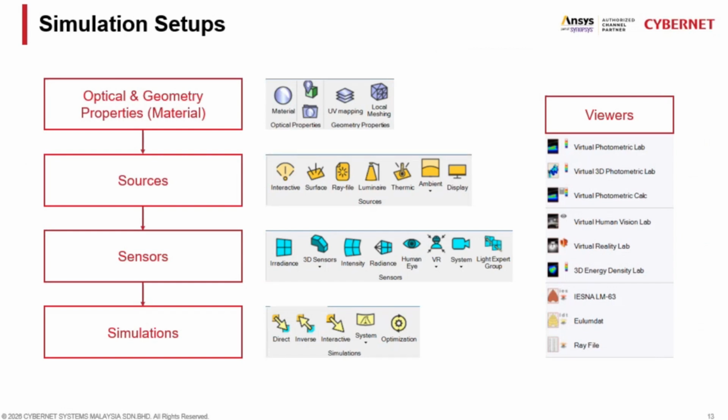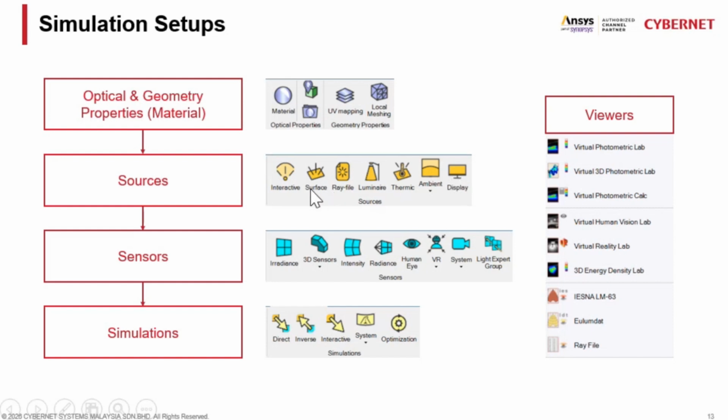Whenever we import the geometry into our simulation, the first thing we need to do is the optical and geometric properties, which is the material we need to assign to all the geometry, including the source. Next will be the sources. From these sources, as you can see, we can apply the surface source, the ray source, and also the luminance source. Other than that, we also support thermic and ambient. Ambient is the environment source, which is very useful for system design. And the last one will be the display.